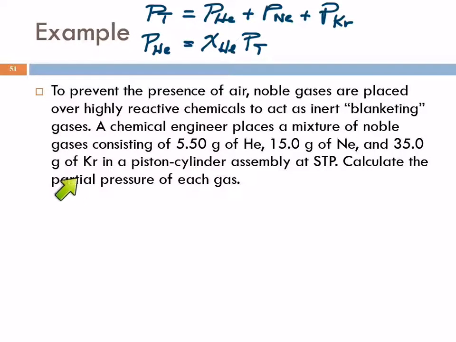Since we're trying to calculate the partial pressure of each gas, we're given mass information, but we could convert that into moles. So we're going to need this second equation. What we need to do is find the mole fraction of each of the gases. So this involves some calculating.